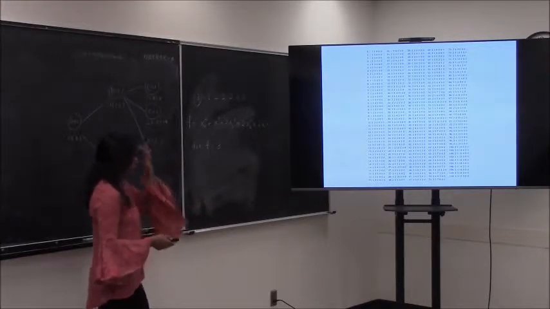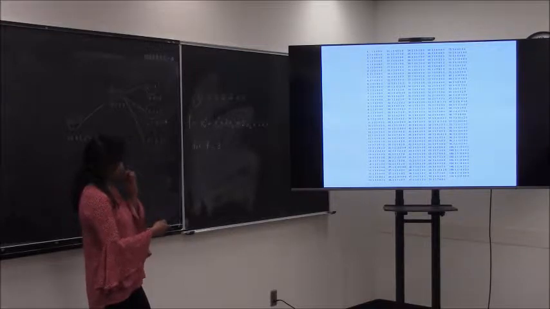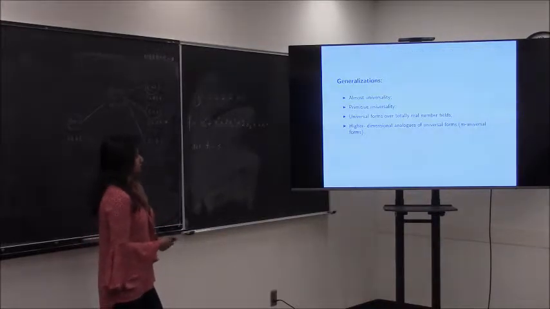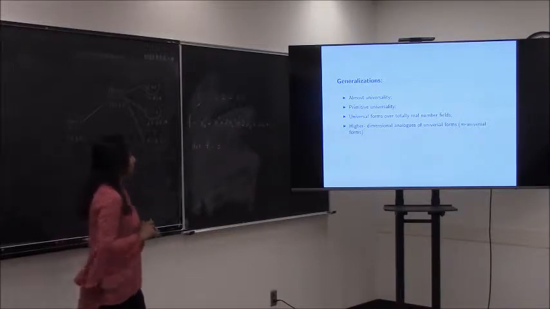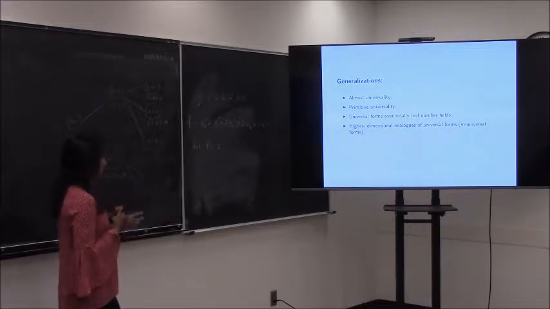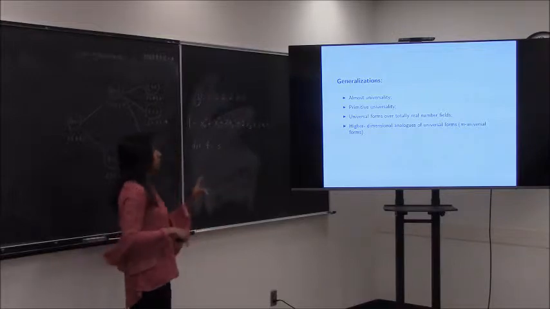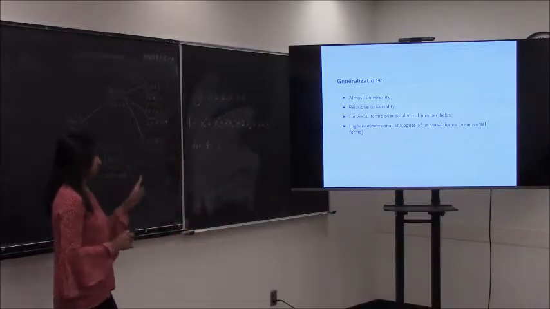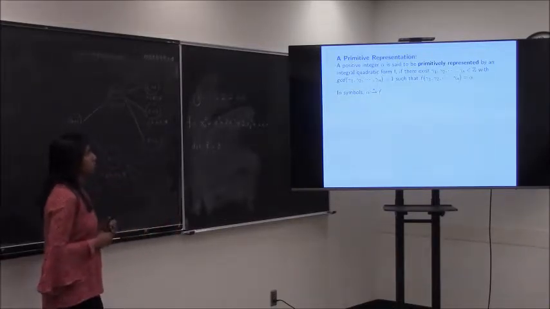So the theory of representation has been used by many mathematicians over the years, and it has many fields: almost universality, primitive universality, universal forms over totally real number fields, and higher dimension analogues of universal forms. With this, we are interested in primitive universality. So I am going to introduce what is called primitive representation.